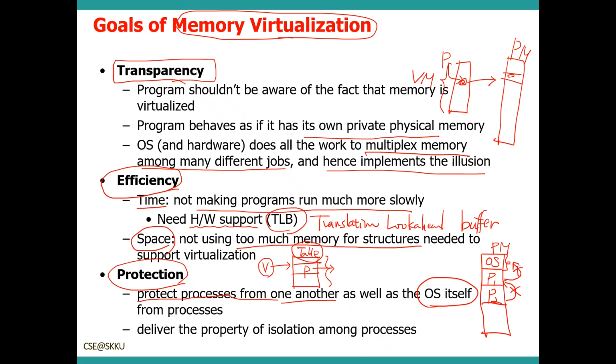Okay, so memory virtualization must provide this protection technique, and with protection, we can deliver the property of memory isolation. Okay, so one process cannot access the memory space of another.